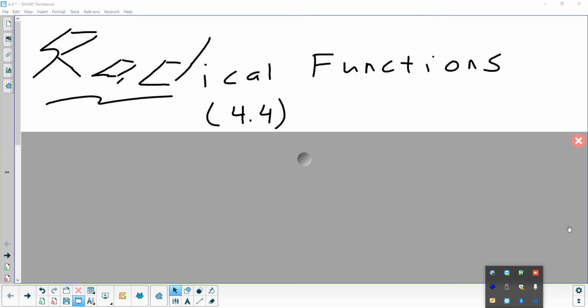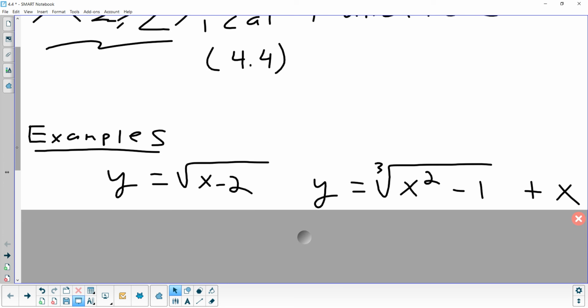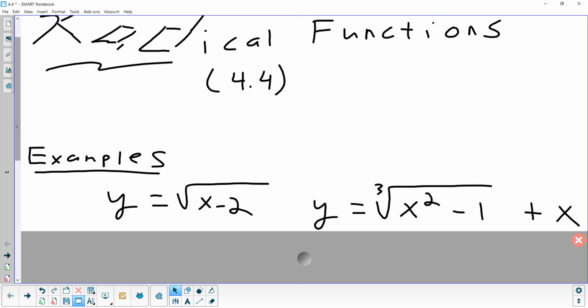So we're going to finish up chapter 4 by looking at what are called radical functions. These are different examples of radical functions. Okay, we have a square root. Over here we have a cube root function plus something else, so that makes it a little more complicated.